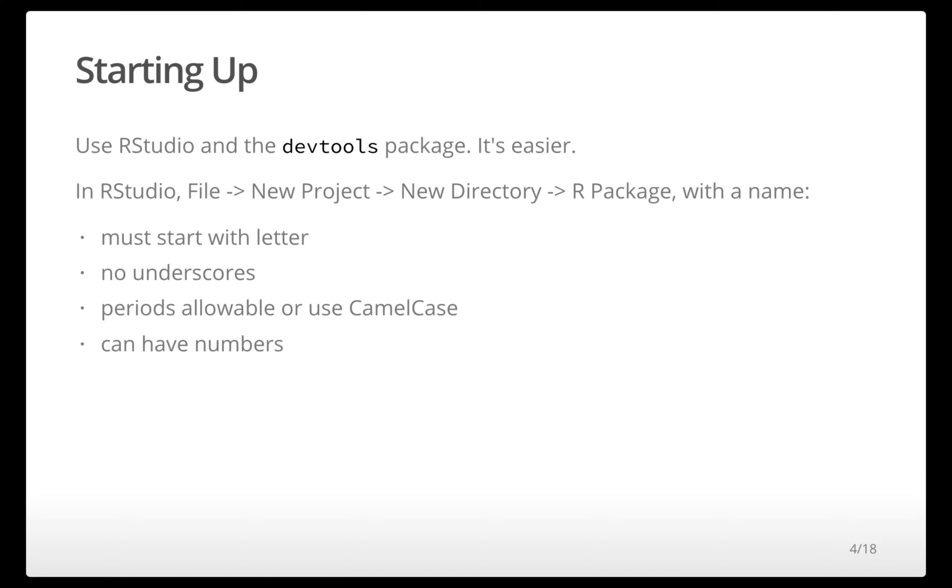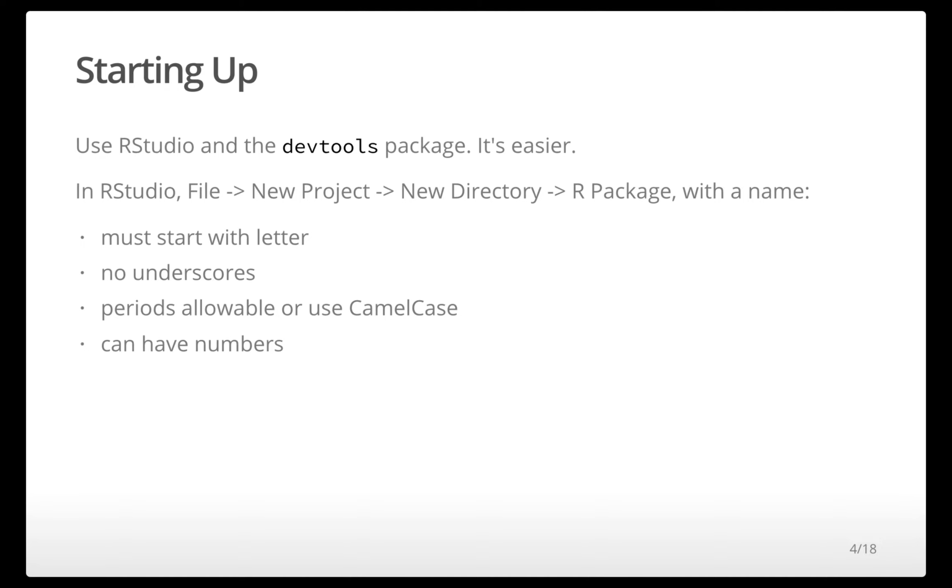So let's talk about some of the requirements for an R package. It must start with a letter. So you can't start with a number, like one. It can't start with a period. It can't start with an underscore. It has to start with a letter. That can be uppercase or lowercase. We'll talk about naming things a little bit later.